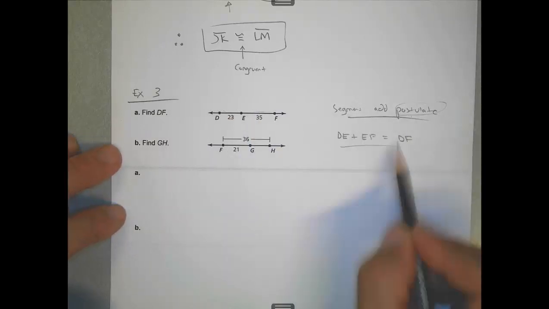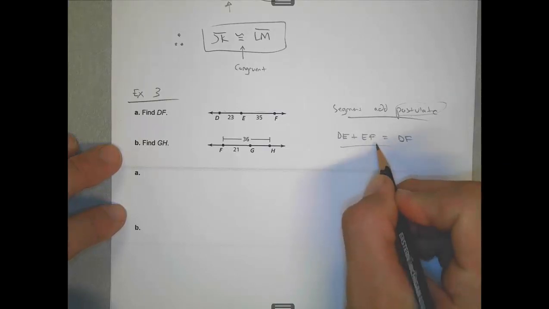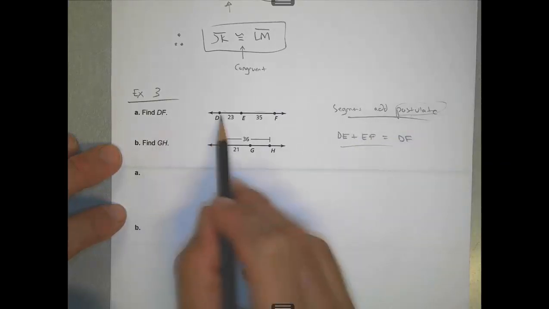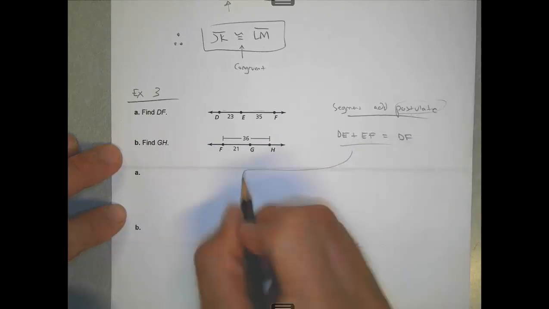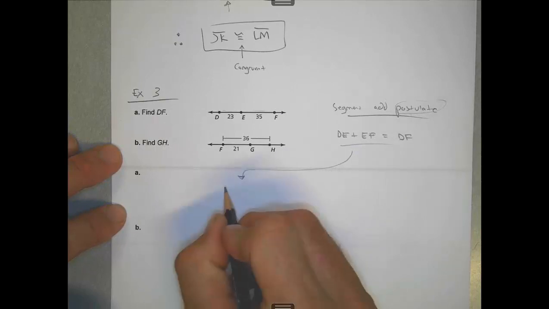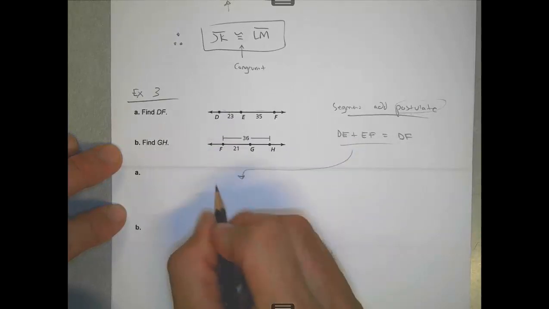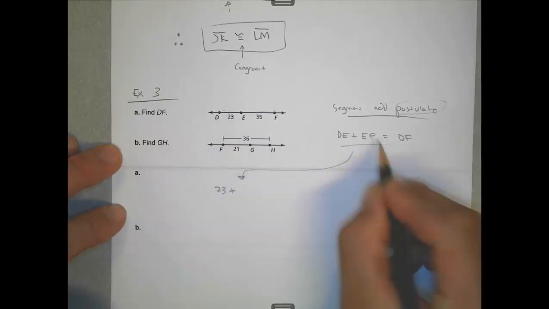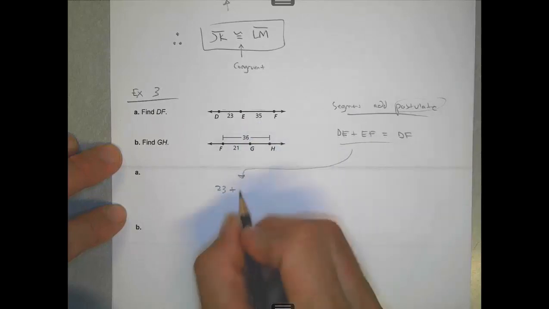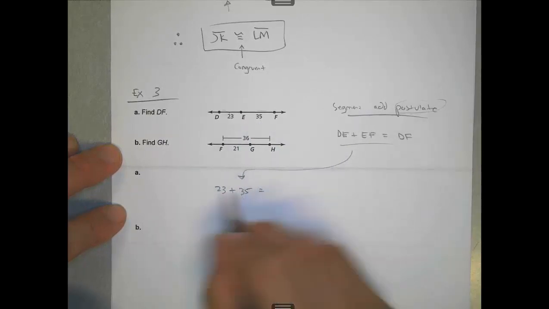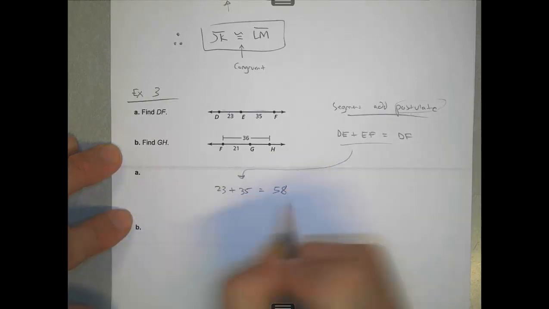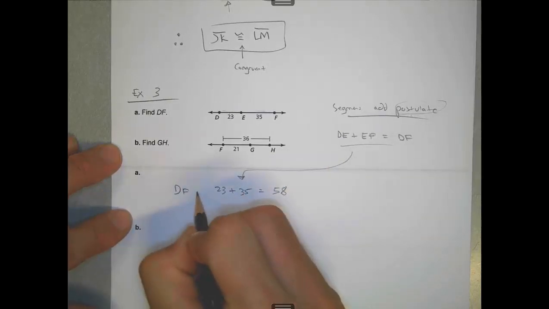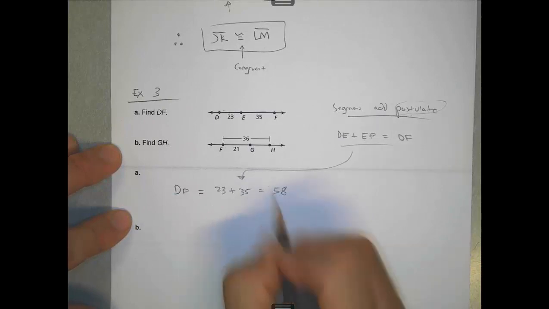All right, and here it is in I guess our math language, or symbols. So it wants the distance from D to F, so I'm just going to go ahead and substitute in. In fact, if you just write this right here, and then you say, okay, well, DE is 23, so we're substituting now, and EF is 35. Then I get my final answer, which is 58. All right, so now I can say the distance from D to F, which they asked for, is 58.